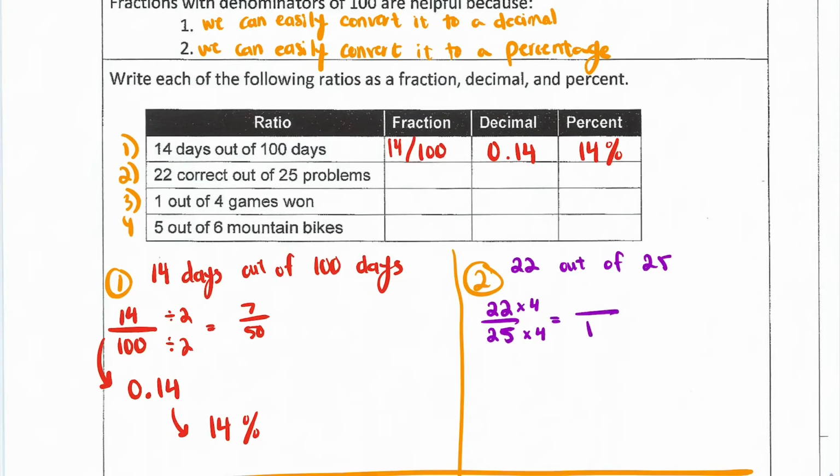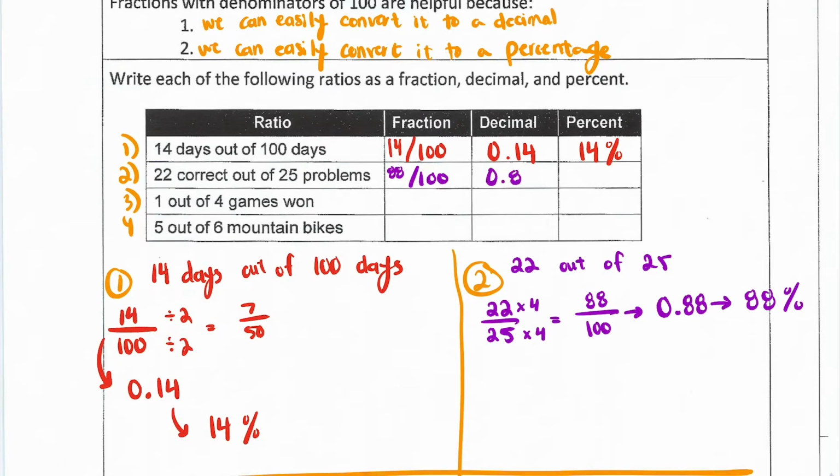So 25 times 4 gives me that 100, and then 22 times 4 gives me 88. So I have my fraction, 88 over 100, or 88 hundredths. Okay, so I'm going to change this into a decimal, written as 0.88, read as 88 hundredths. And this is the same as an 88%, which is a B, a high B, which is pretty good.